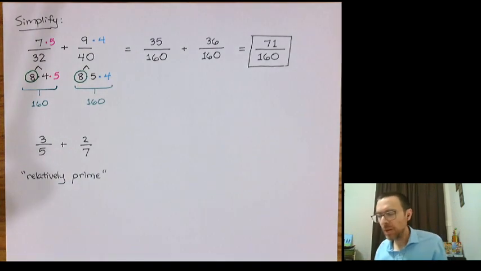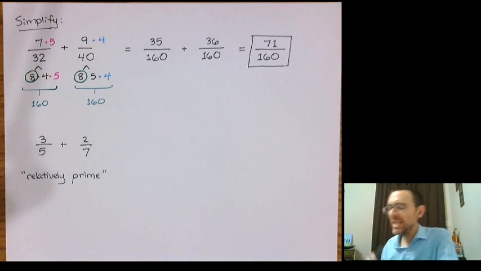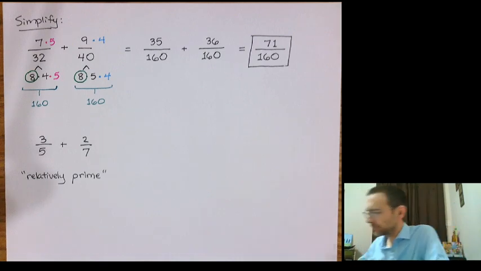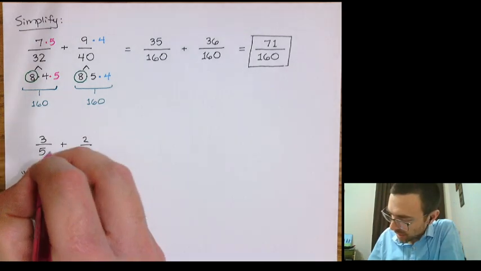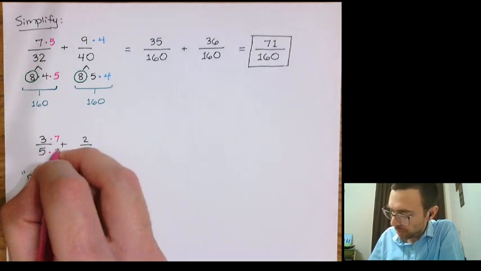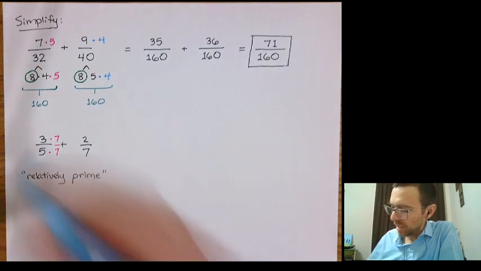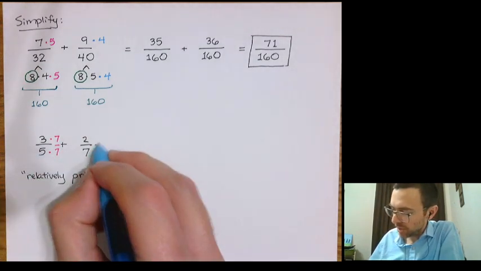But if your denominators are relatively prime, the quick, easy way of working this out is to take this denominator and multiply it in both the numerator and denominator like this. Take this denominator and multiply it here for the other fraction.